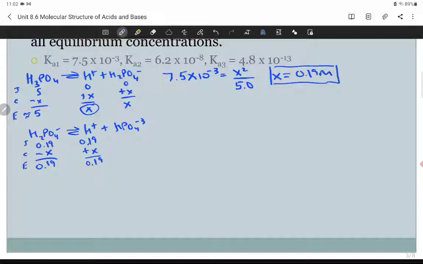We'll double check these. Like when we go back and look at 0.19, did it have an impact on 5? Well, it does have a slight impact on 5. Does it pass the 5% rule? It's very, very close.